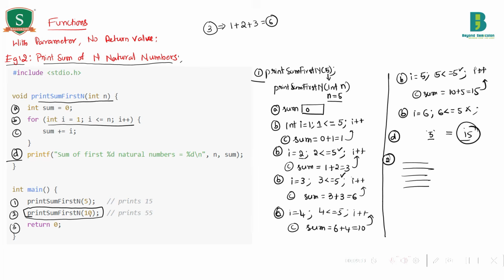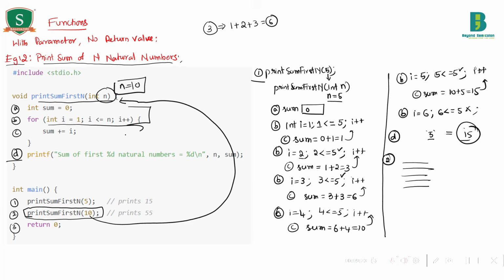When you are executing the second statement, what happens? It goes here, n is equal to 10. After that the for loop executes, and the output value 55 will be printed. Then come back to the third statement, return 0.